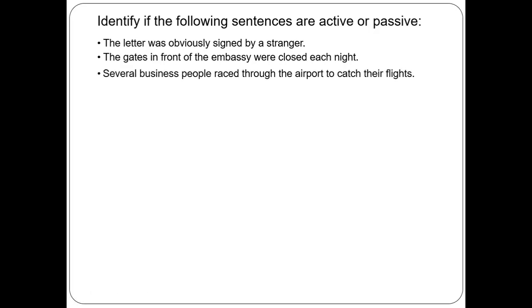Several business people raced through the airport to catch their flights. So this is the active voice in the simple past, raced, and that's the object, that entire phrase, and this is the subject phrase, several business people. So this is in the active voice. And then, I try to watch as little television as possible. You have two verbs here, try and then to watch. This is still in the active voice, as little television as possible.